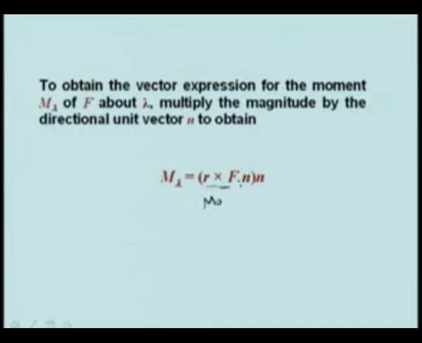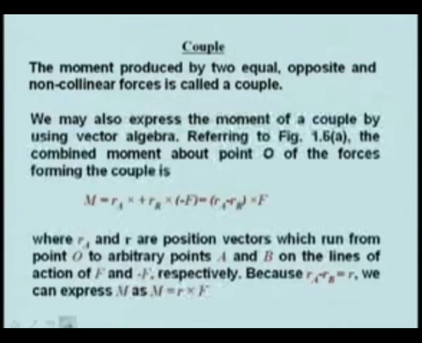Then you take the dot product with n, that is m0 dot n, and this is the magnitude, and the direction is the same as the direction of lambda. Therefore, we attach n here. r cross F dot n is a scalar quantity, and n is this one. So, this is the moment about an arbitrary axis.